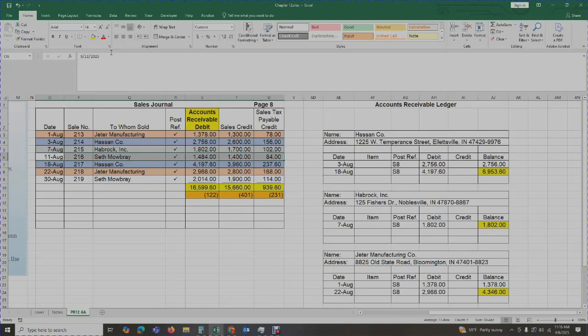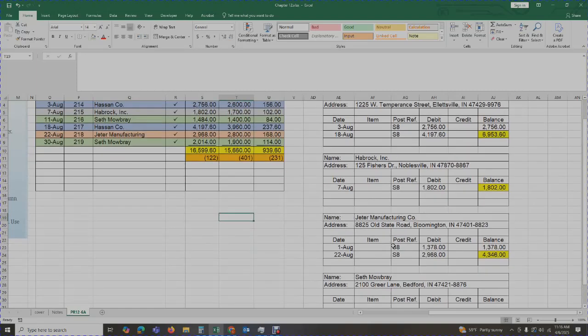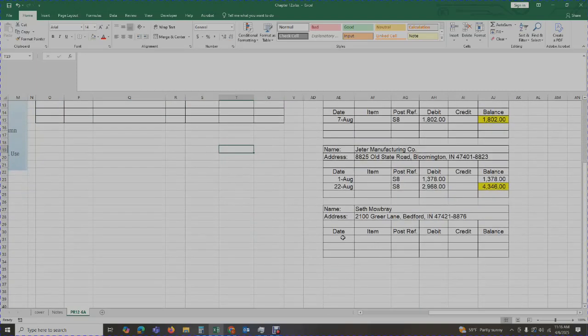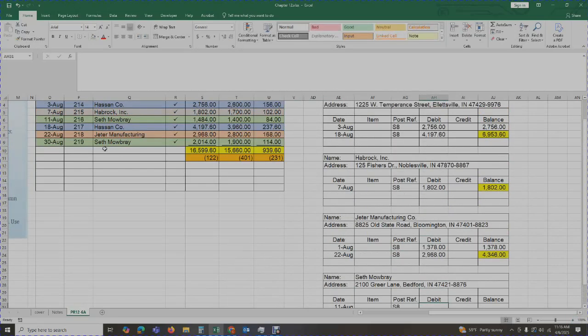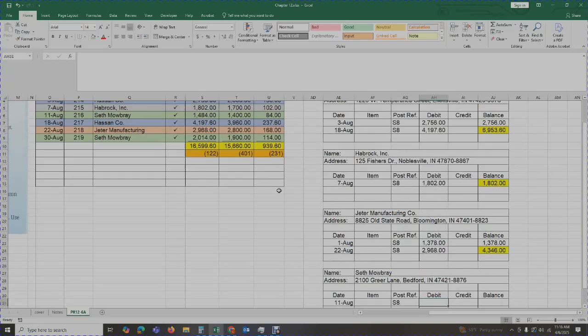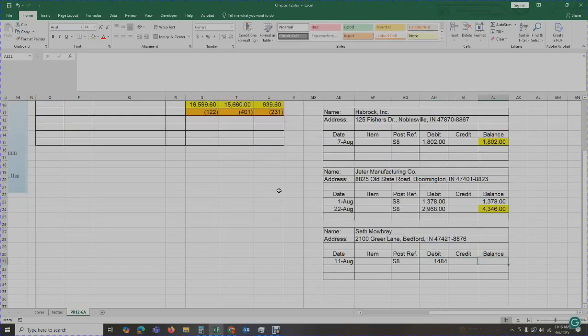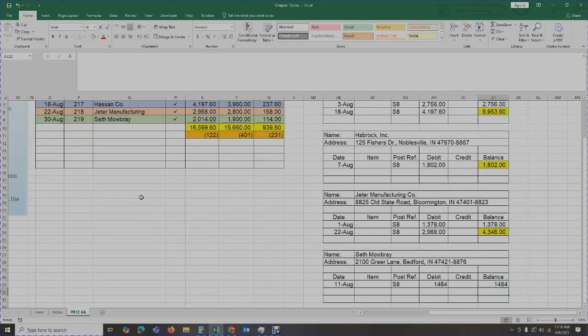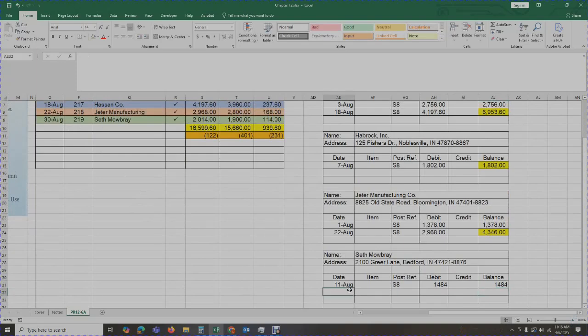Last but not least, we've got Seth. There are two transactions for Seth. So we're going to highlight him. And I like to highlight, that way I know that I've used up all of my information. So I'm going to start off with August the 11th. This is sales journal number 8, and the amount on August the 11th is 1484. So I'm going to take that to my balance. And then on August the 30th, I have sales journal 8, and this is for 2014.